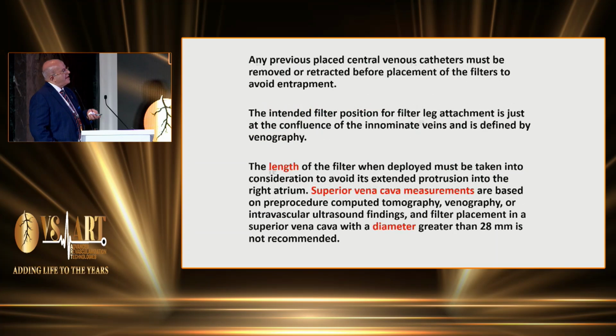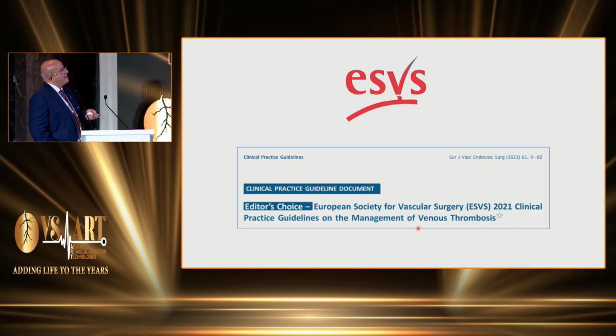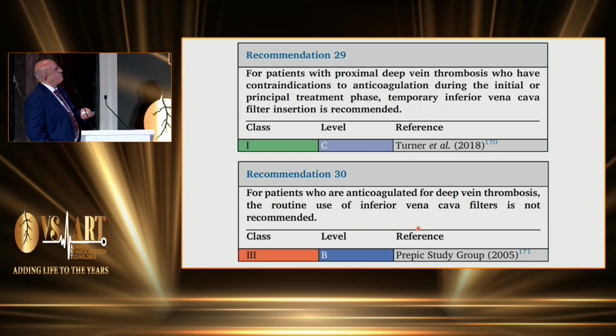So the guidelines for the use of the filter, the ESVS recommendation: for patients with proximal DVT who have a contraindication to anticoagulation during the initial or principal treatment phase, temporary inferior vena cava filter insertion is recommended. This is class A, level C. For patients who are anticoagulated for deep vein thrombosis, the routine use of an IVC filter is not recommended. This is the recommendation for using an IVC filter.